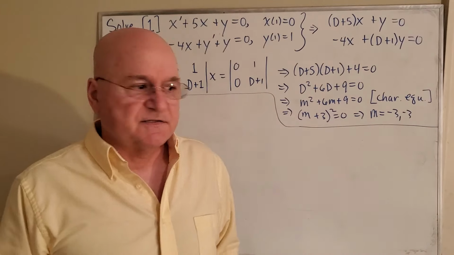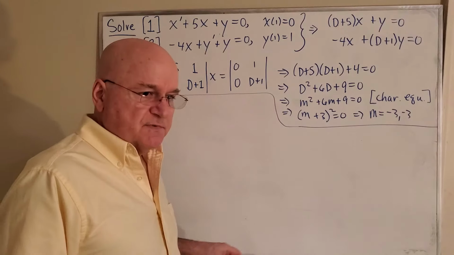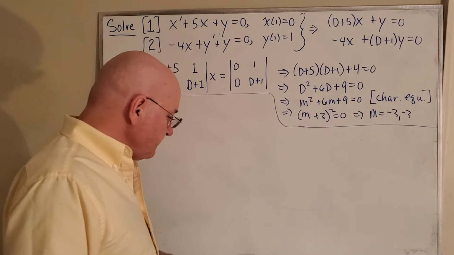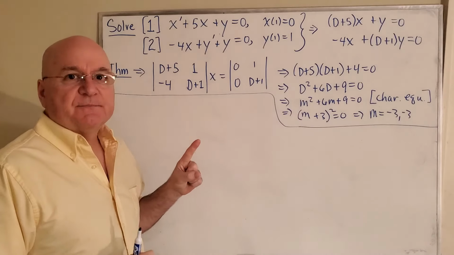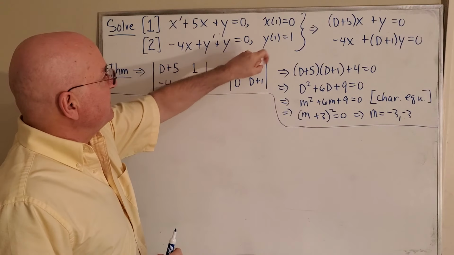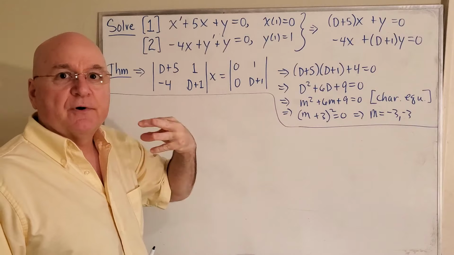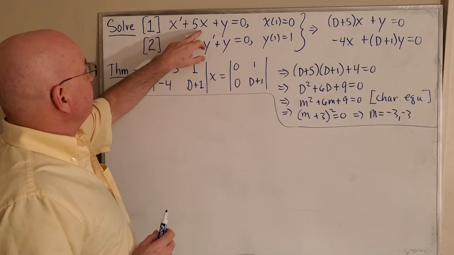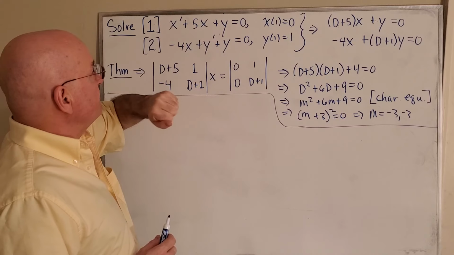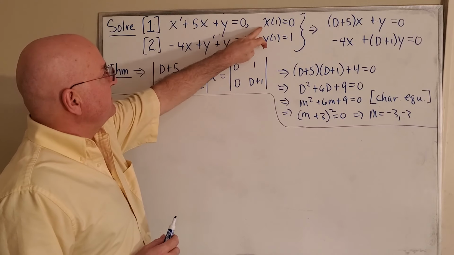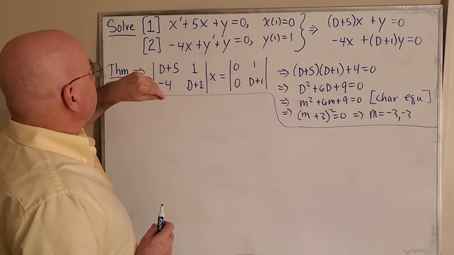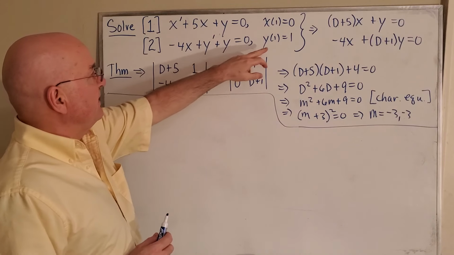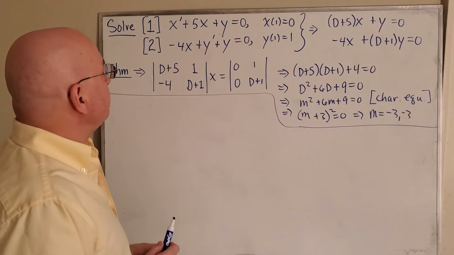Well, this will be our last example in the solving systems of linear differential equations section. It's a little bit different because it's our only example so far that's an initial value or boundary value problem. So the first equation is x prime plus 5x plus y is 0, and x of 1 is equal to 0. And negative 4x plus y prime plus y equals 0, and y of 1 is equal to 1.